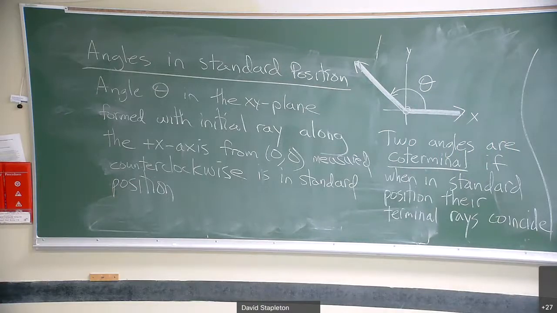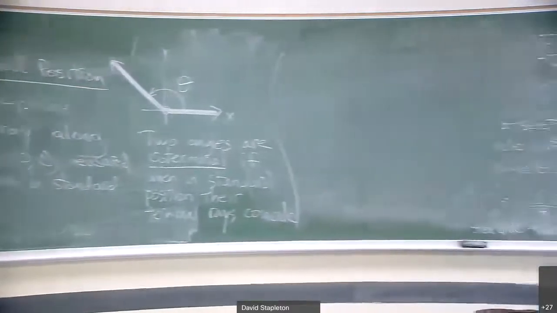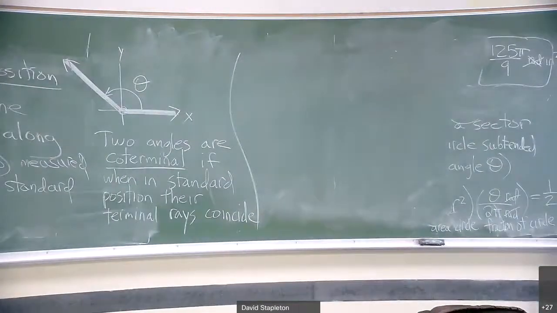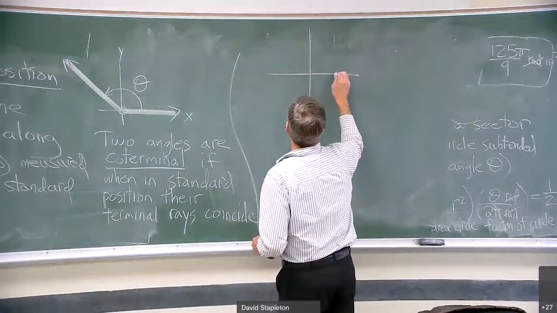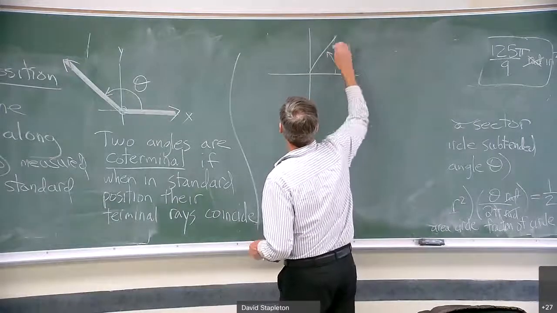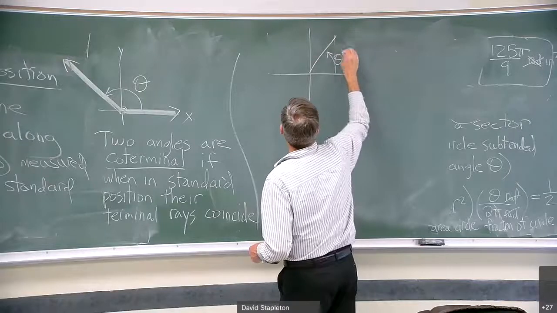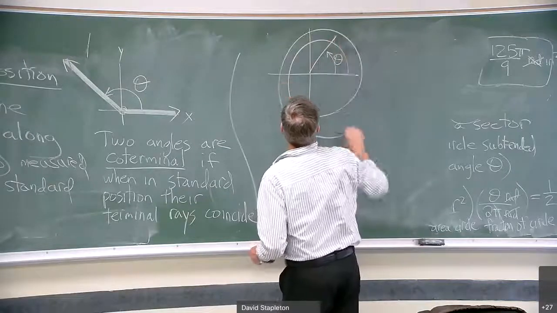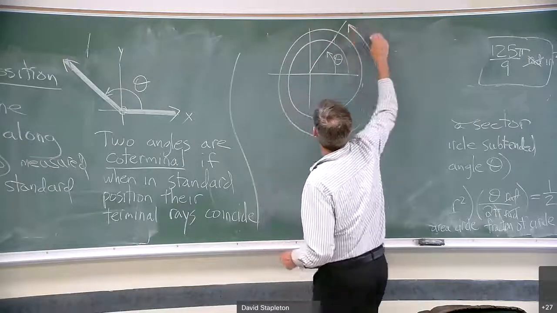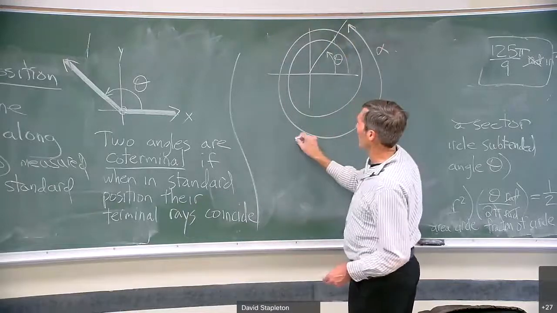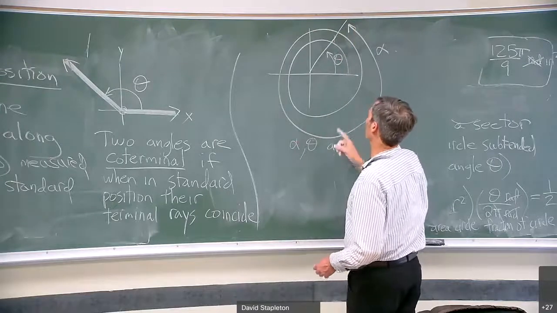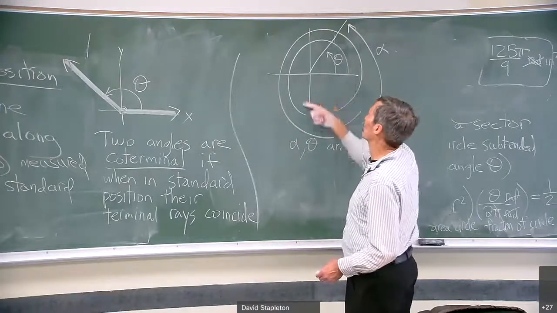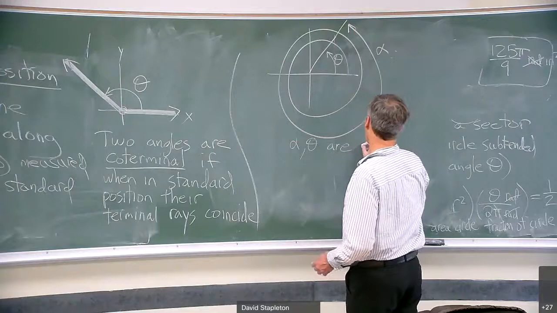And what we're doing here is we're allowing angles to have arbitrarily many rotations in them now. I could measure this angle in standard position, theta, and then I could measure another angle where I go around 2 times and then come up to here, and maybe that's alpha. And now alpha and theta are coterminal because they have the same terminal ray, even though they have different measures, right? This one went around 2 extra times.